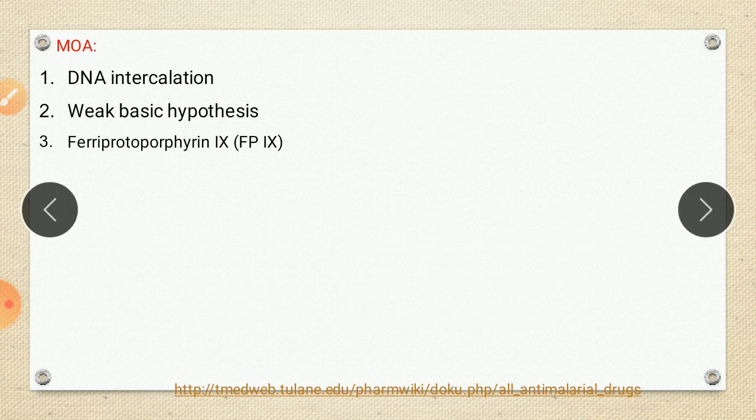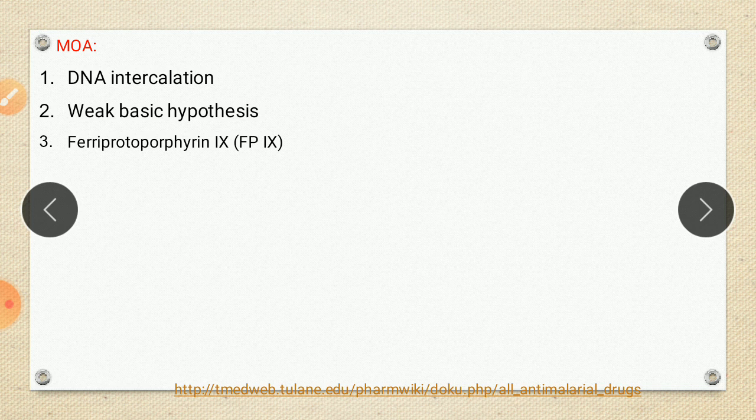Now, the mechanism of action of these drugs. There are various hypotheses. The first is DNA intercalation, the second is the weak base hypothesis, and the third is ferriprotoporphyrin 9 inhibition, called FP9 inhibition. First, DNA intercalation.